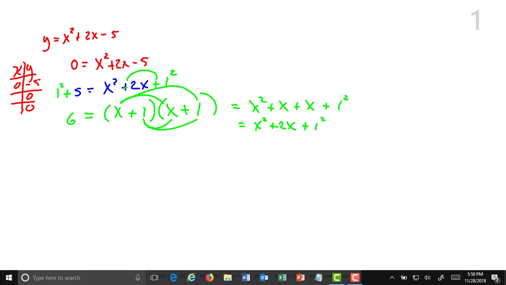Now, do you see I have 2 copies of one of these? So I can write that like this. I'm going to change the order: I'm going to put the plus 1 here, square it, and that equals 6.